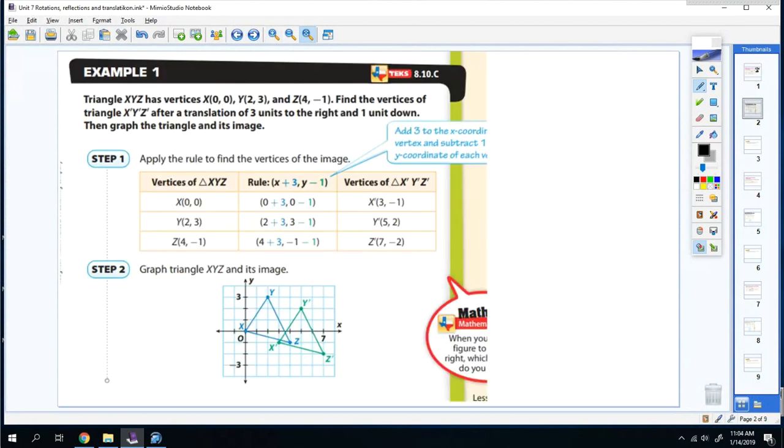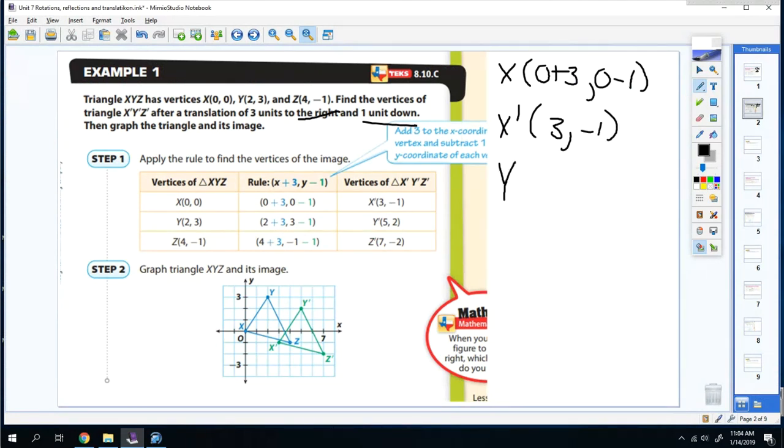All right. So first example is triangle XYZ has vertices X, Y, and Z. Find the vertices of the new triangle after translation of 3 units to the right and 1 unit down. So X would be 0 plus 3, 0 minus 1, because it goes 3 to the right and 1 down. So the new X will be 3, negative 1.